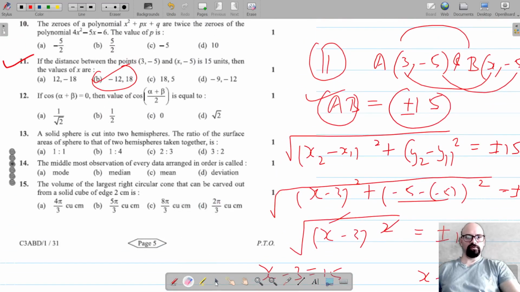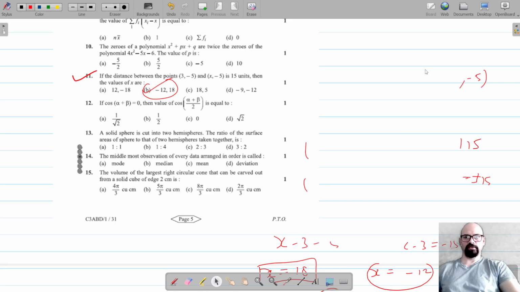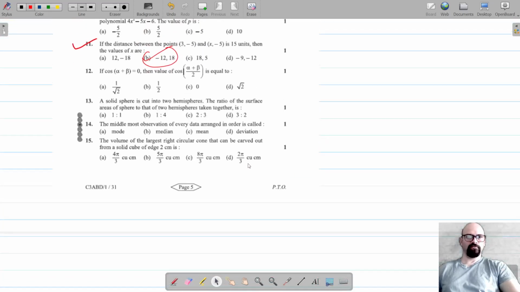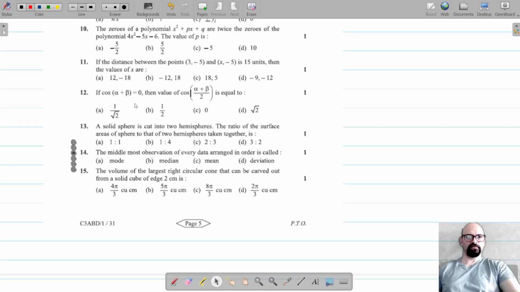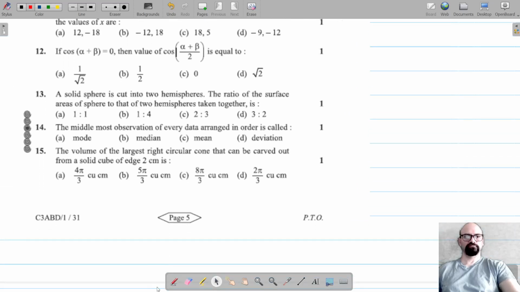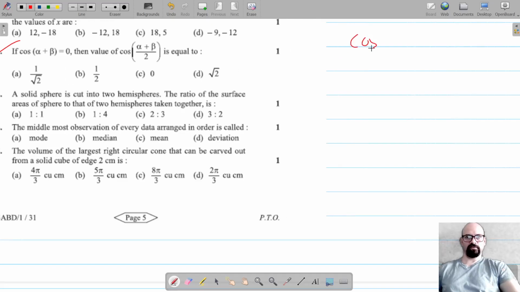Okay, let's move on to question number 12, which is from Introduction to Trigonometry. It's given that the value of cos of alpha plus beta is 0. So this is the question. It's given that cos of alpha plus beta is equal to 0.